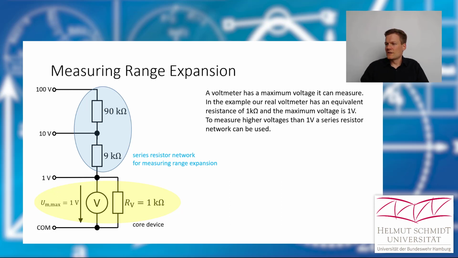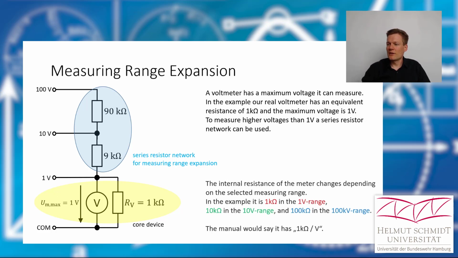Okay, so this is just what I said, and the interesting thing comes now. So let's have a look again at our network. If we use the 1 volt measurement range, our instrument has an inner resistance of 1 kilo ohm. And if we use the 10 volt measurement range, then our total inner resistance of the instrument is the 9 kilo ohm plus the 1 kilo ohm.